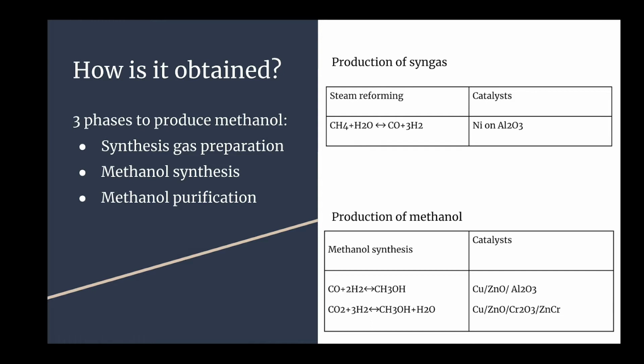This gas preparation will be the step with the highest cost, since 60% of the process is focused in this phase. My teammates will explain this in more detail. In the slide, on the right part, we can see the reaction for the production of syngas and the catalyst used in the reaction. We can also see the reaction for the production of methanol and the catalyst used in each reaction.